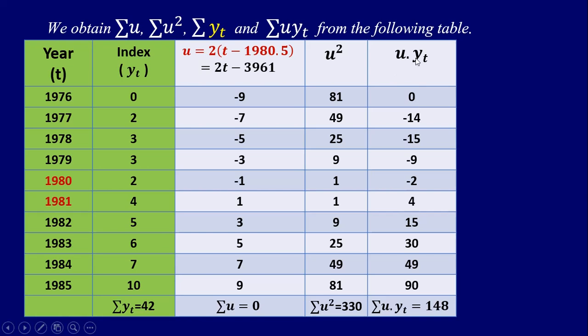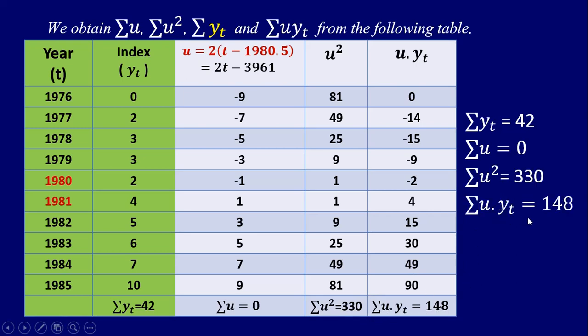Now to get summation u yt, we add all these values. For simplification, you add the negative values separately, add the positive values separately, and then finally add the two numbers. We get 148. So we get summation yt is equal to 42, summation u is equal to 0, summation u square is 330, summation u yt is equal to 148.